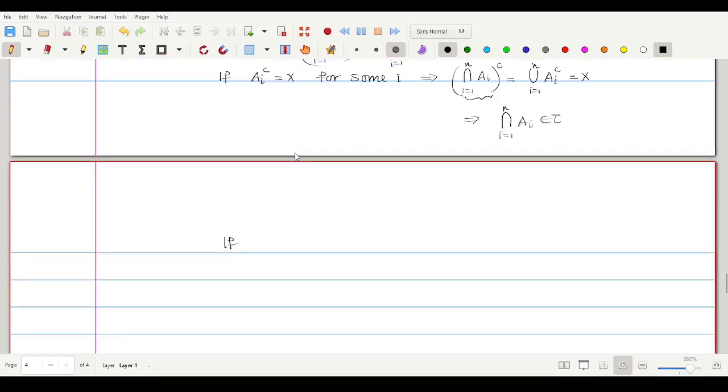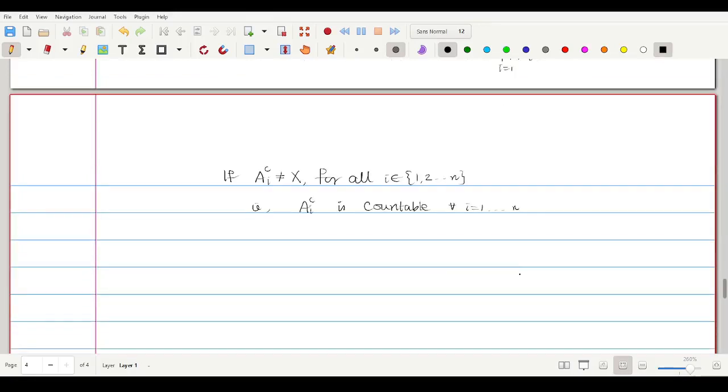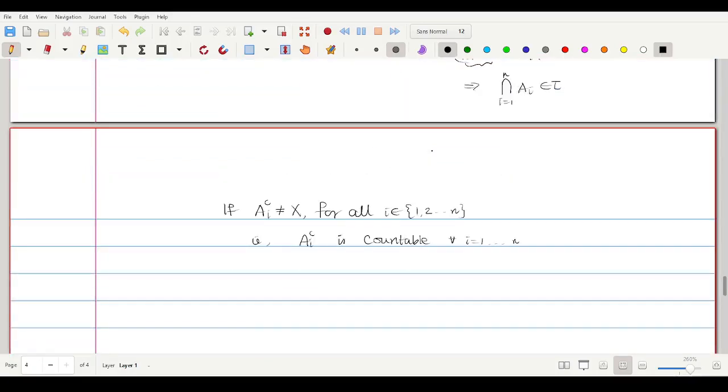In the other case, assume Ai complement is not equal to capital X for all i belongs to 1, 2, ..., n. That means Ai complement is countable for every i equal to 1 to n. From this, the complement of the intersection of all Ai, i equal to 1 to n, is equal to the union of all Ai complement, i equal to 1 to n, which is countable.